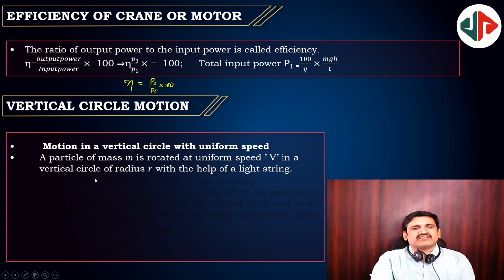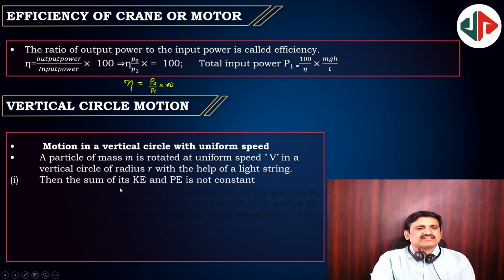Next, motion in a vertical circle with uniform speed, vertical circular motion. A particle of mass m is rotated at uniform speed v in a vertical circle of radius r with the help of a light string. Then the sum of its kinetic energy and potential energy is not constant. Sum of KE and PE is not constant.